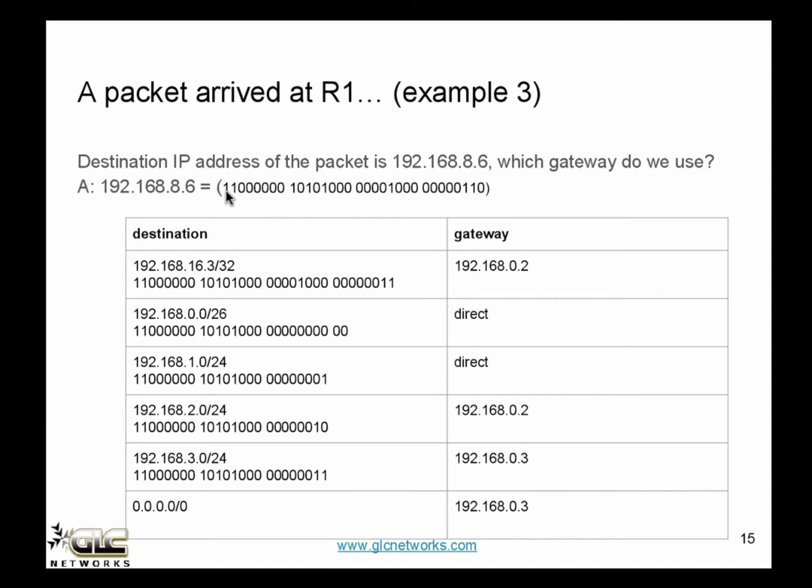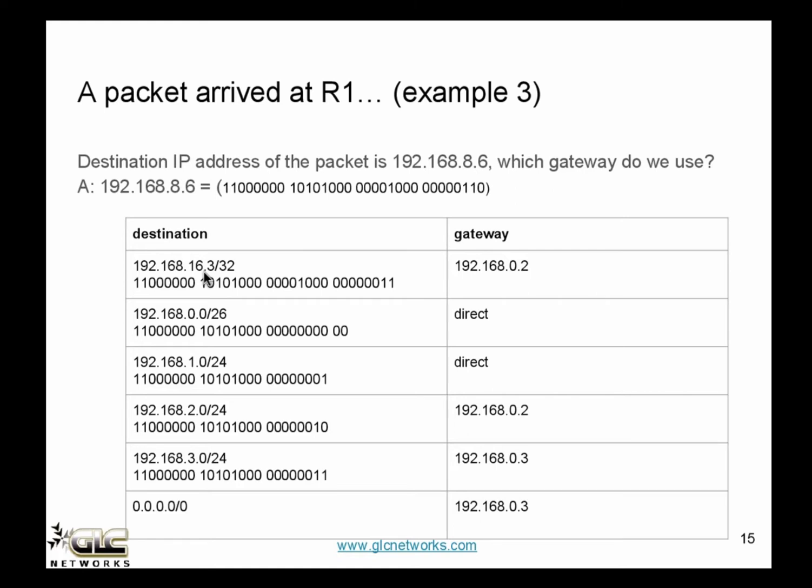Okay, so 11000010101000... whatever. You should convert the IP address from decimal format into binary format. And then check every entry on this routing table. Check the first entry. The first entry says that if it matches 192.168.16.3, then use the gateway. So you always check based on the routing entry.